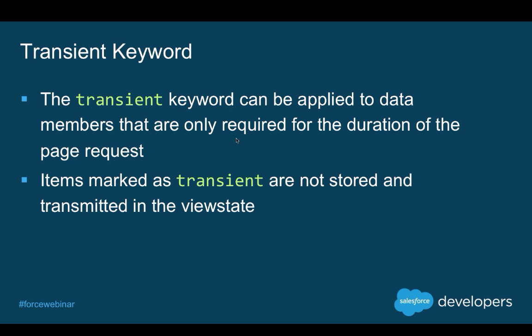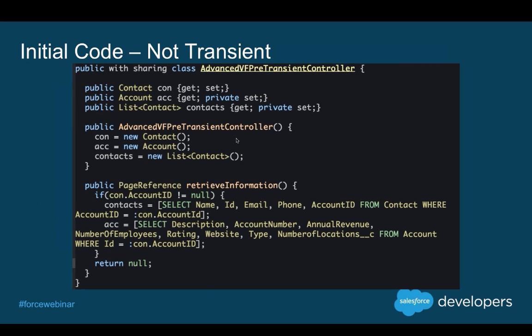So here's some code that we're going to go through. I mentioned that we've got a page called Advanced VF Pre-Transient, and that page has an input box where we select an account. We're just using the related account ID field on the contact to allow us to select an account using a lookup filter. We're retrieving that account and its details just to display. And we've got a list of contacts that we're going to display on the page.